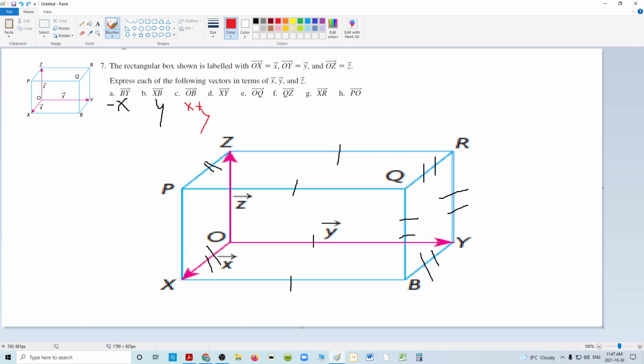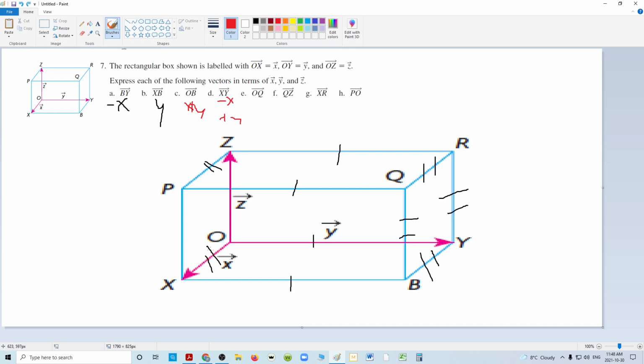X to Y goes from here to here, and you can see it goes backwards on the minus x. So backwards on x is minus x, but then it follows the normal y. So you can write that as y minus x, or you can write that as minus x plus y. It doesn't matter, because the commutative property for vectors is the same. So this is x plus y, and this is minus x plus y.